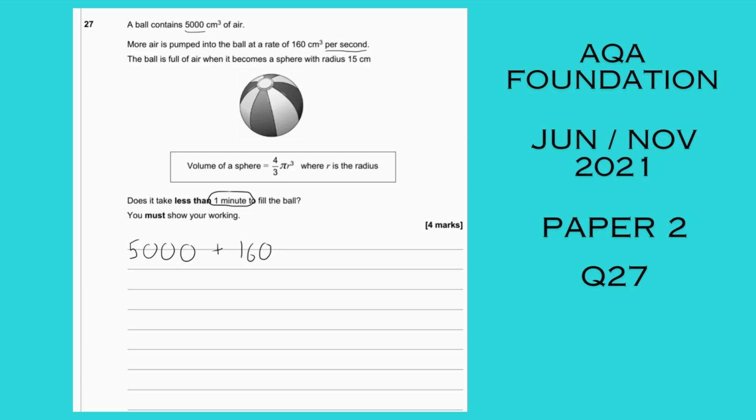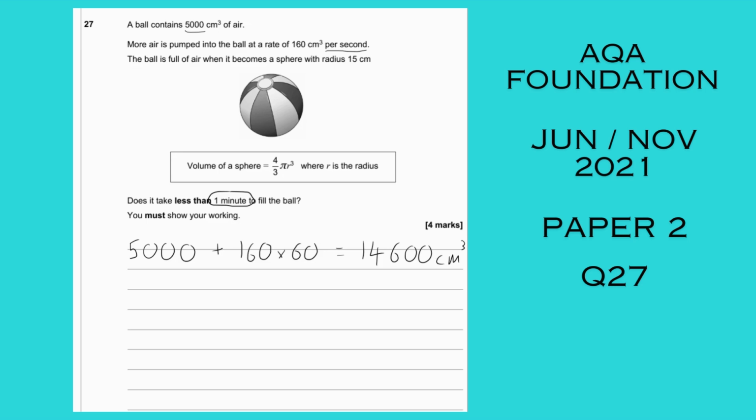So I'm going to do some calculations. I'm going to multiply that by 60. So let's assume the ball's been filling for 60 seconds. We now know its volume. It's going to reach 14,600 centimeters cubed if it fills for 60 seconds.